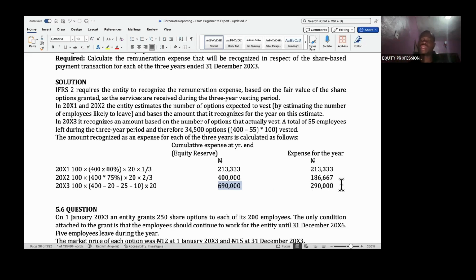So what goes to P&L is the increase between year 2 and year 3. The reserve has increased from 400 to 690. It has increased by 290. That goes to P&L, and that's that. So you will see that the only technicality here is the variable that is changing, the number of employees that will vest. And that's how you solve it in the exam.